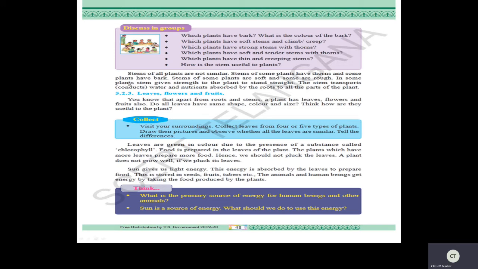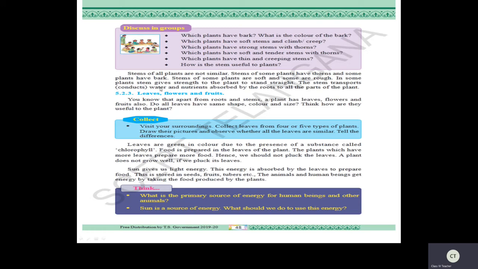Now, if you see, some plants have bark. Yes, some plants have bark, just like our mango tree or neem tree. Okay, for big trees, you can see the bark. Now see here, stems of some plants are soft, just like our herbs, and some are rough, just like our shrubs.